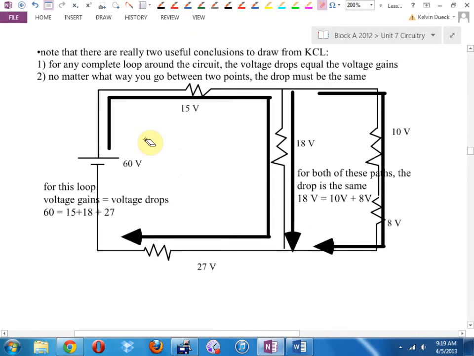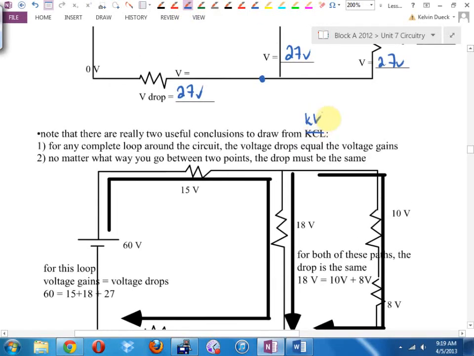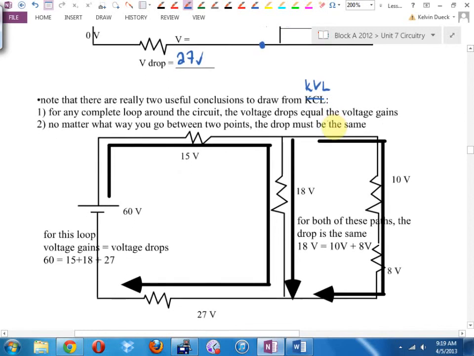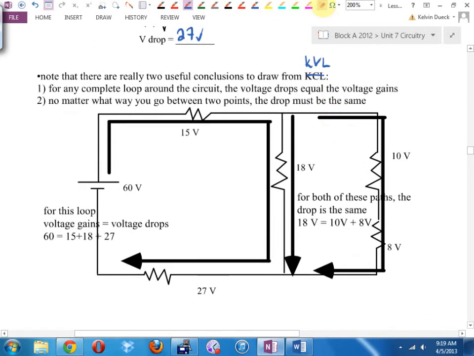Note, there are really two useful conclusions to draw from Kirchhoff's Voltage Law. Sorry, I keep meaning to correct this. The first one is this: for any complete loop around the circuit, if you end up back where you started, the voltage drops equal the voltage gains. Whatever height you lost, you better gain back, otherwise you can't get back at the same height.